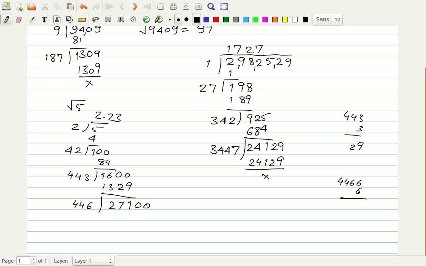6 times 6 is going to be 36, carry over 3, 6 times 6 is 36, plus 3 is 39, 6 times 4 is 24, plus 3 is 27, carry over 2, and 6 times 4 is 24, plus 2 is 26. And therefore we know that our square root of 5 would be approximately 2.236, correct to 3 decimal places.